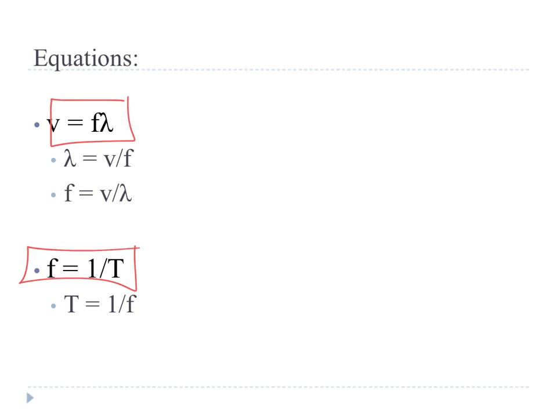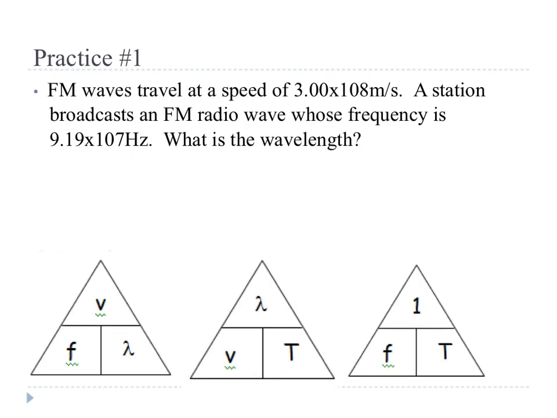We said if I added more periods in the day, each period had to be shorter. So to get frequency, I take 1 over the period. Or I can do period is 1 over frequency. Okay? So let's try to practice some together.